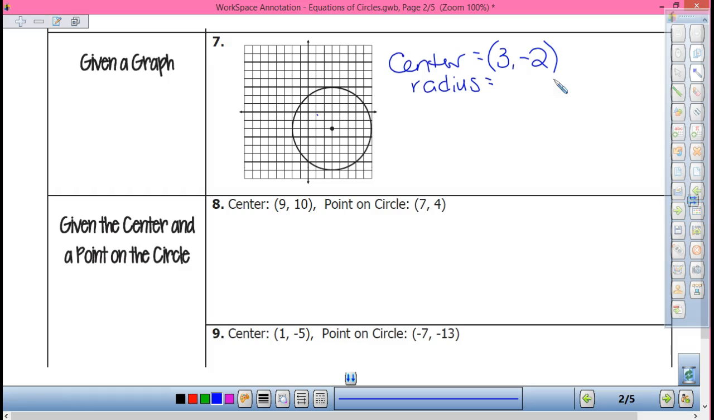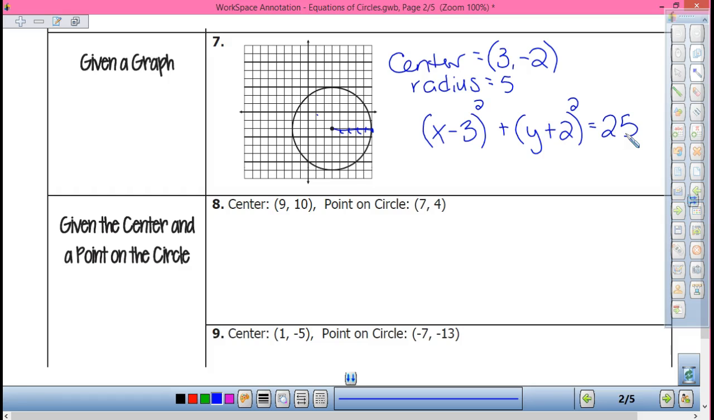And radius, what can I do to find my radius? I just count. 1, 2, 3, 4. My radius is 5. So my equation is (x - 3)² + (y + 2)², good, equals 25, good.